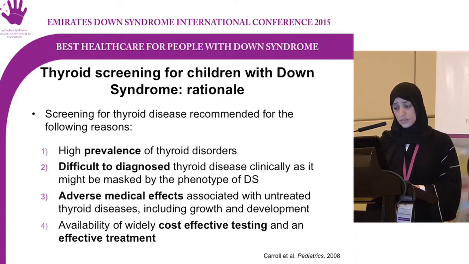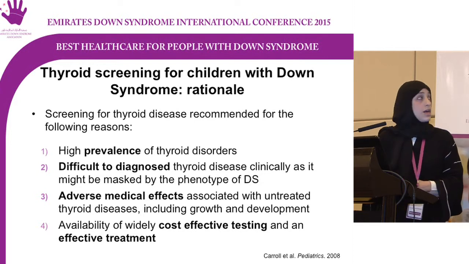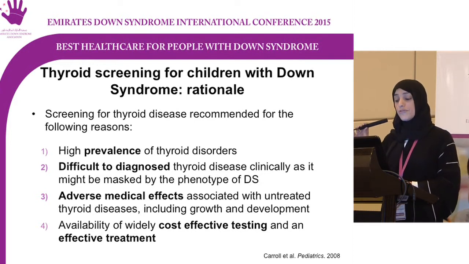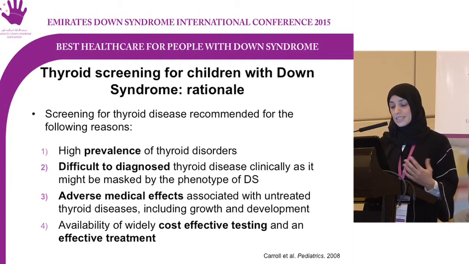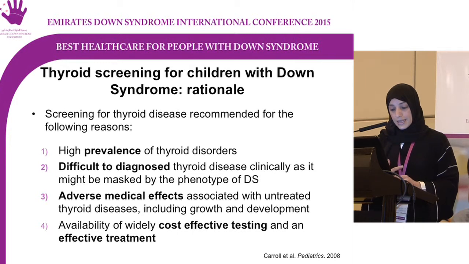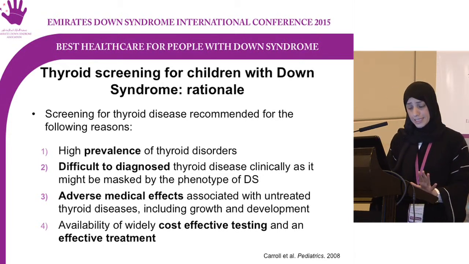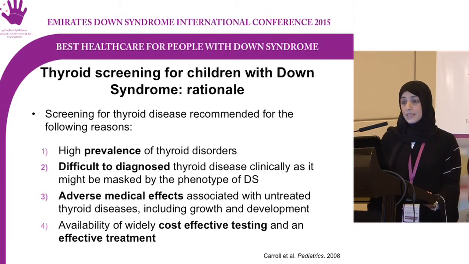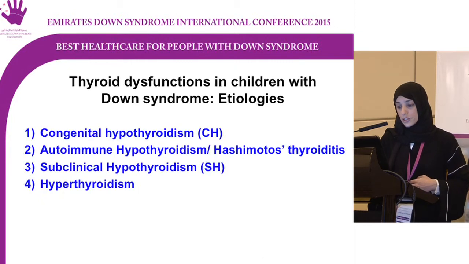It's difficult to diagnose if we just base it on the clinical, and it is true because it's masked with the phenotype of Down syndrome. Number 3 is that if you don't intervene, there is an adverse medical effect associated with untreated or lately diagnosed cases. And number 4 is the availability of widely cost-effective testing. It is very cheap, and the treatment as well is cheap. So all of the 4 criteria are met, which mandates that these kids really deserve to have a screening established.